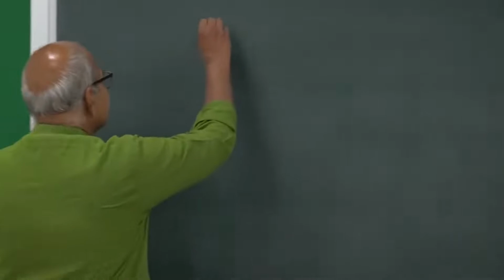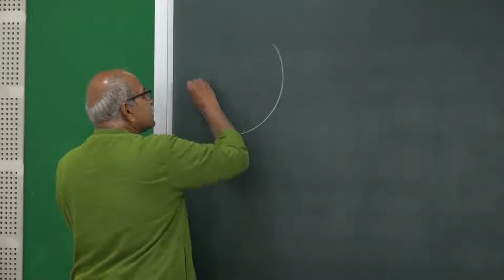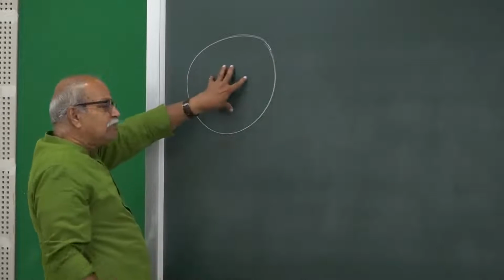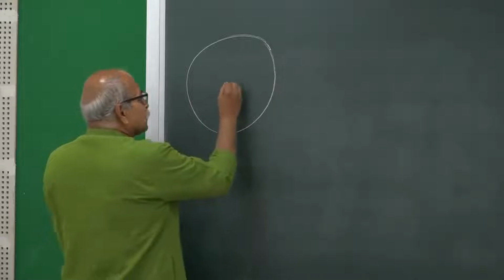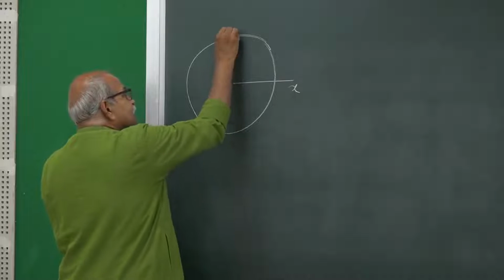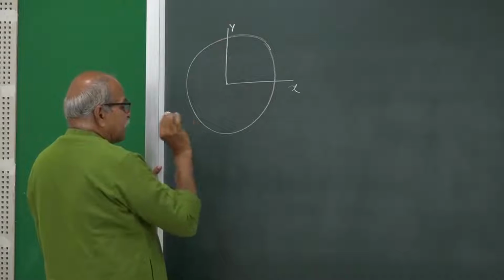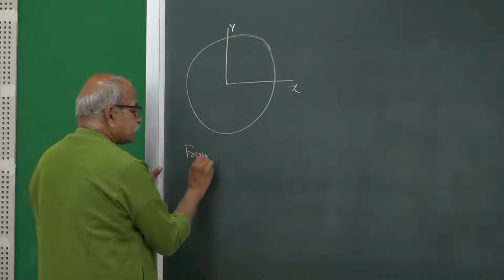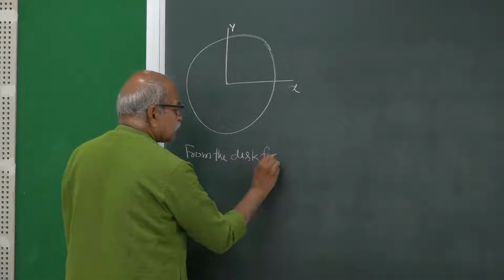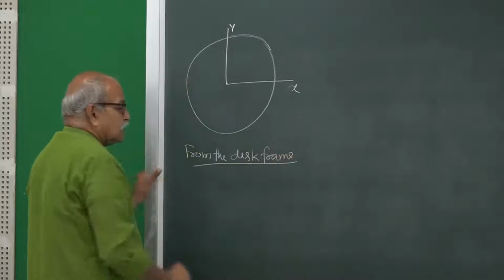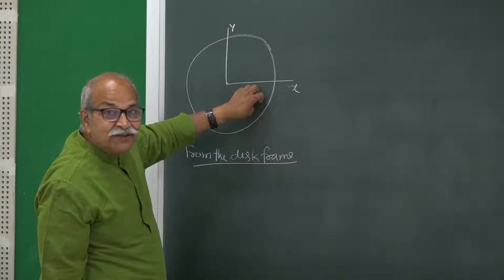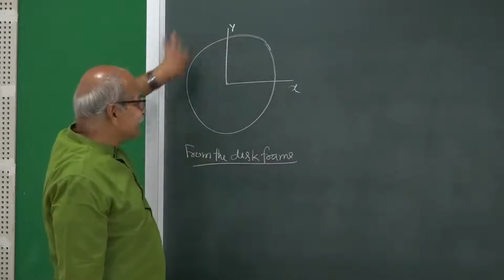So, this was the disk, and then the disk was rotating, but then we will work from this disk frame. Okay. So, I have an x axis here, I have a y axis here fixed in the disk, and we are talking from the disk frame. For discussing the path of that object, the disk is rotating.